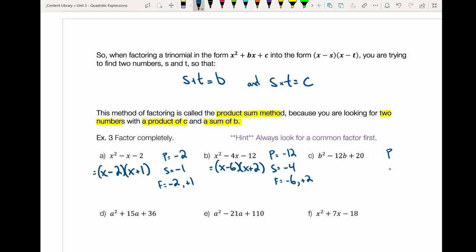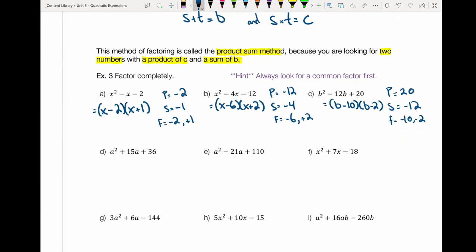For C, again, product and sum. Two numbers that multiply to 20 but add to negative 12. So in this case, our factors are going to be negative 10 and negative 2. So that means when I factor, my variable happens to be b, so b is going to be first. So it'll be b minus 10 times b minus 2, or the two factors that I found.